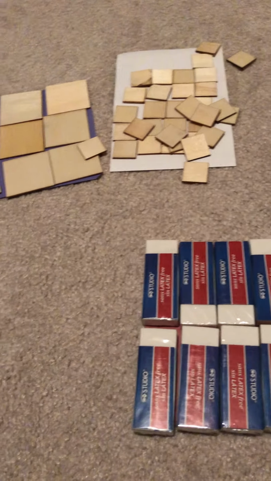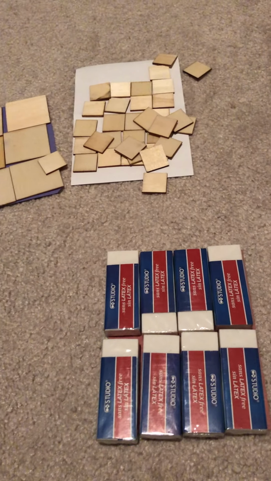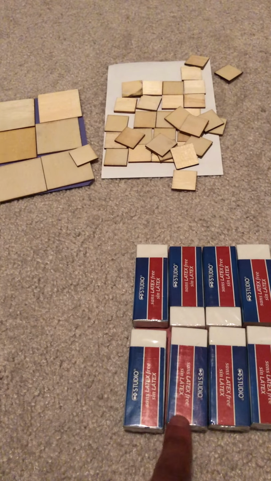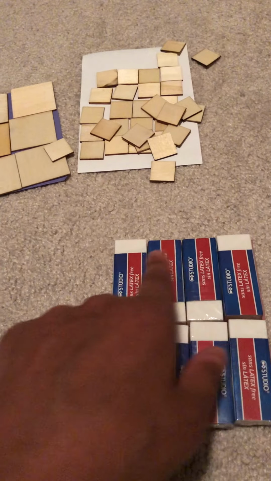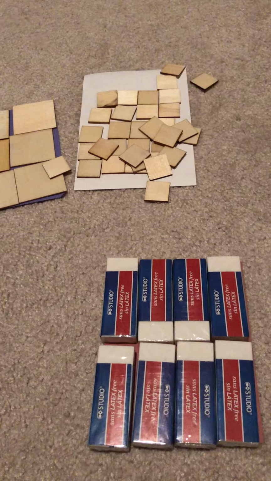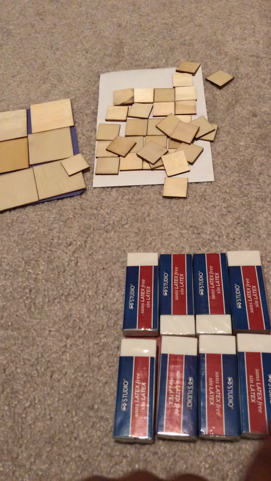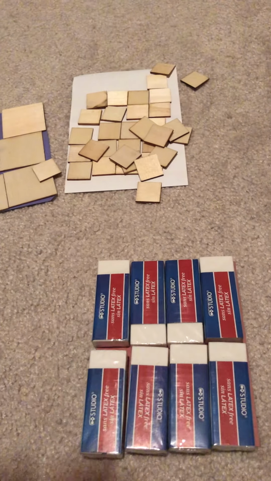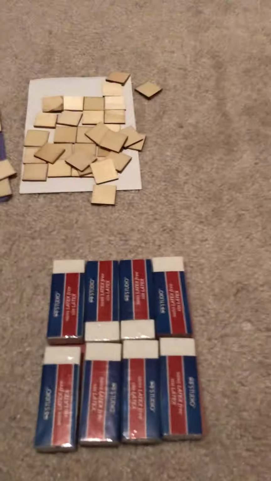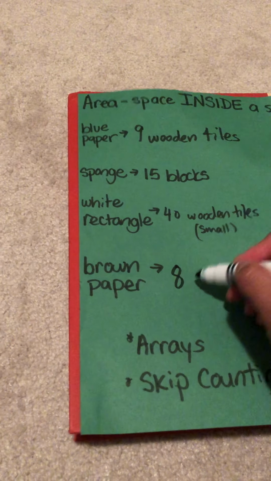Or 2, 4, 6, 8. You group them into twos. Either way, you have a column of twos, or you have a row here of 4, so 4 and 8. But again, no matter how you calculate it, you're going to get 8 erasers.